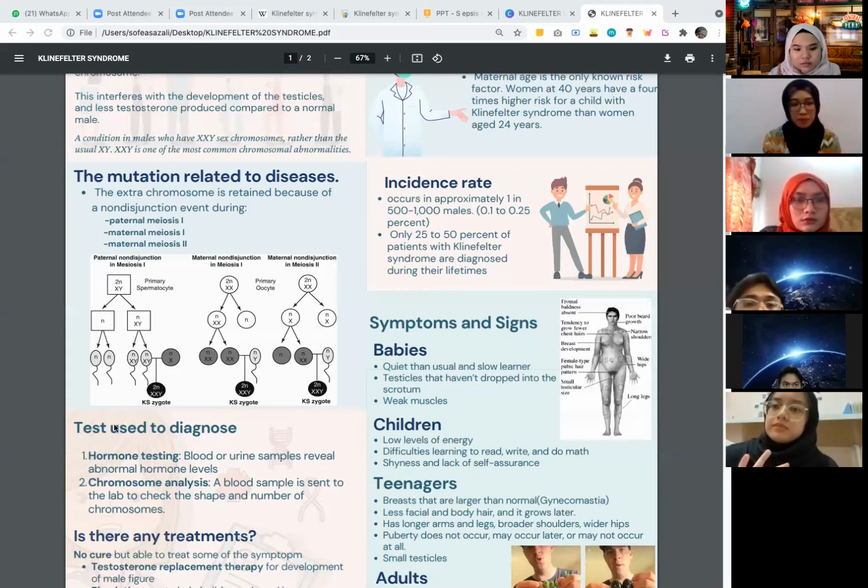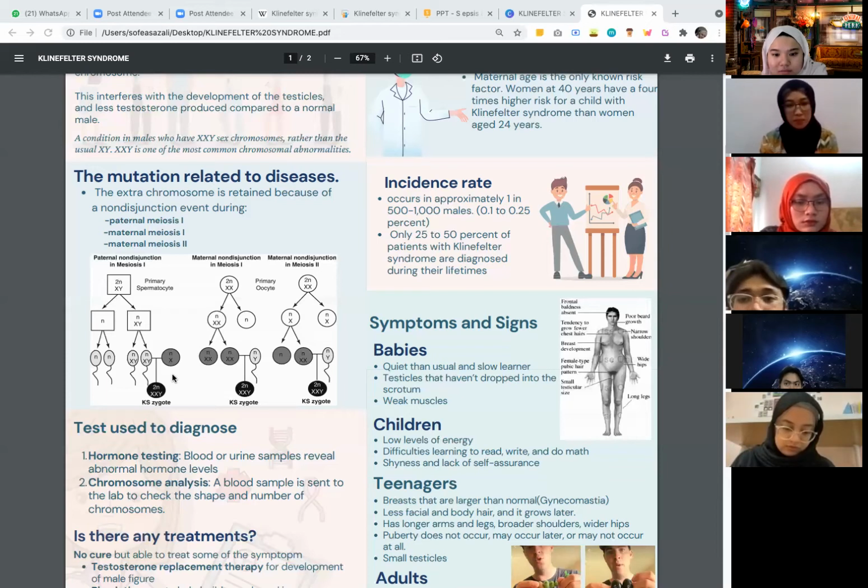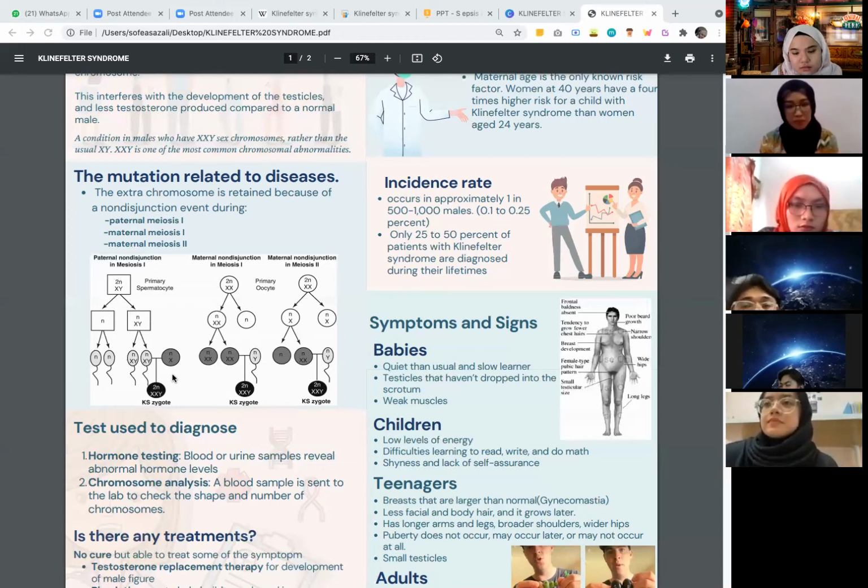So further development of the sperm cell, producing a sperm cell that contains X and Y chromosome, will fertilize a normal egg and produce a zygote that has an extra X chromosome. So next, we will go to the maternal non-disjunction in meiosis 1. So the chromosomes also failed to separate during meiosis 1, producing one cell that contained no chromosome at all and one cell containing two X chromosomes. Thus, the developed egg cell will fertilize with the normal sperm cell and produce a zygote which contains an extra X chromosome.